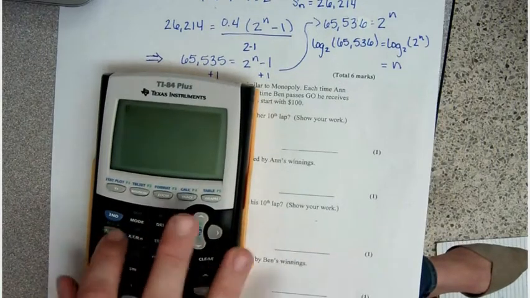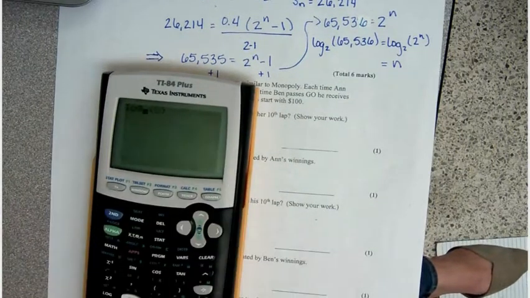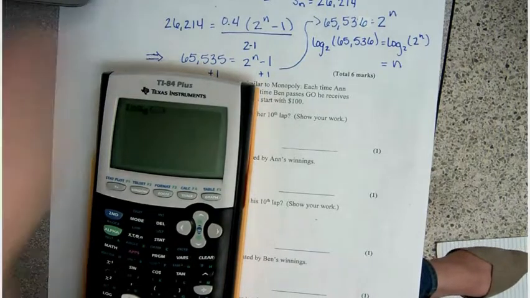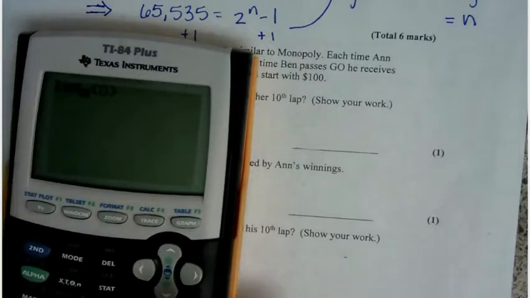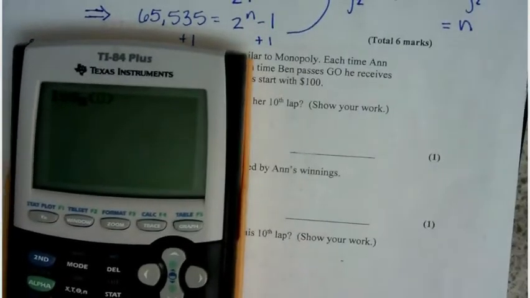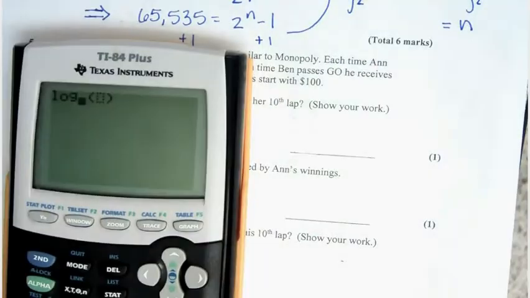To do that, we do alpha window 5, and we'll get a log with a base that we can, let me see if I can zoom in so you can see. And maybe brighten this a little bit. Sorry. Okay, there you go. Now you can see.